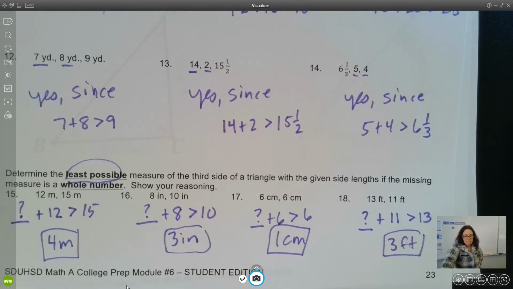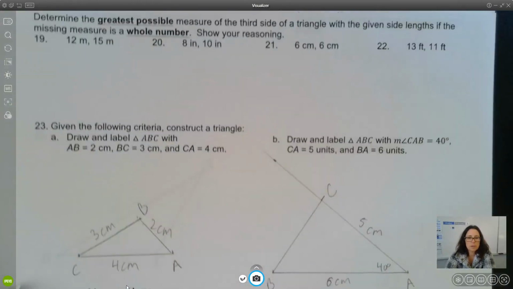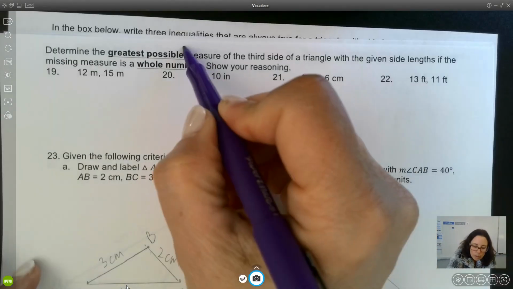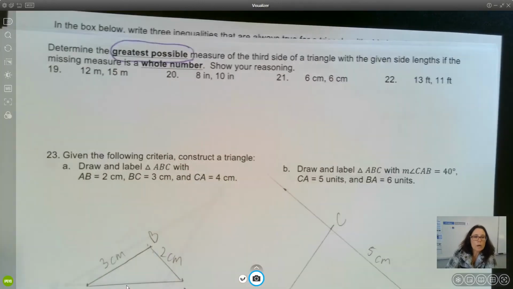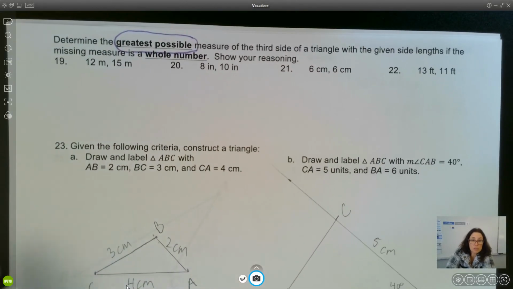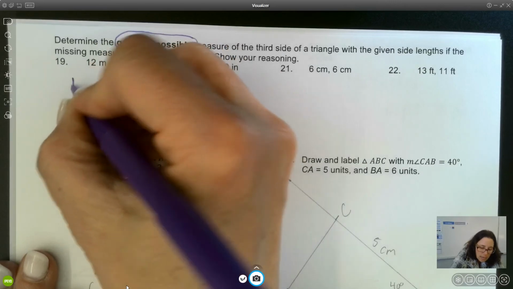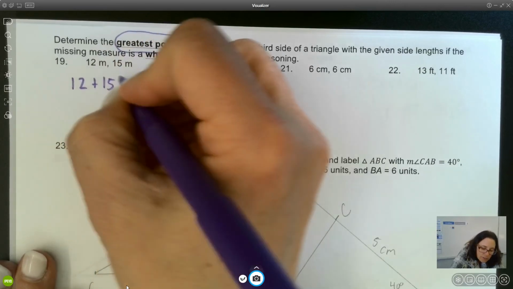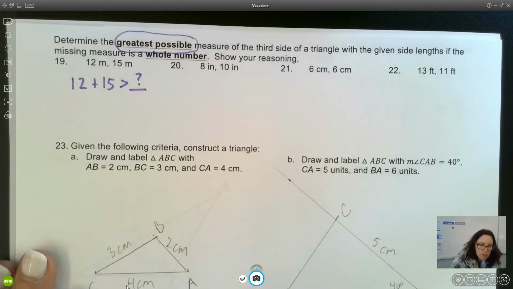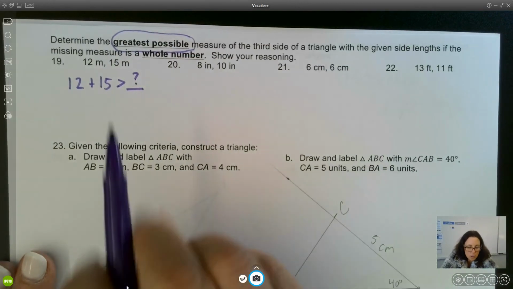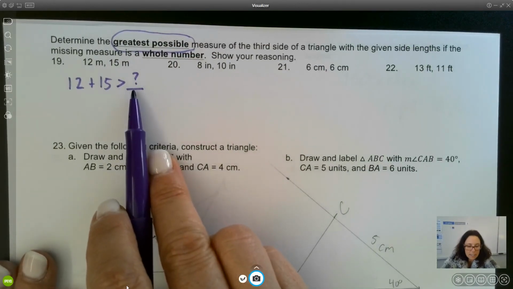Okay. Got one more little part. We've got to look at the greatest. So on the next page, we're looking for the greatest possible measure of the third side given 2. Okay, so this time we're looking at 12 plus 15 is greater than question mark. We're looking for the greatest. The greatest is always on this side right here.